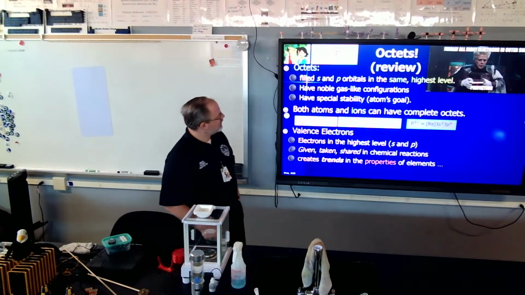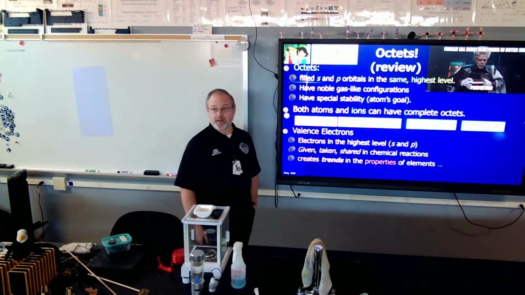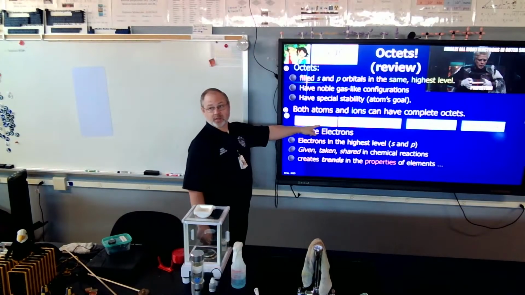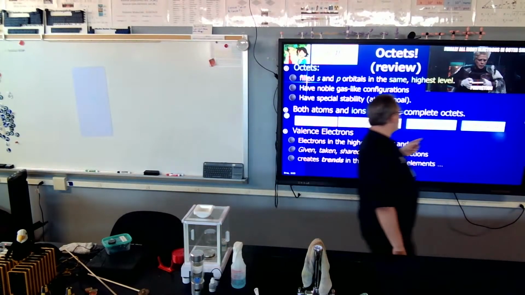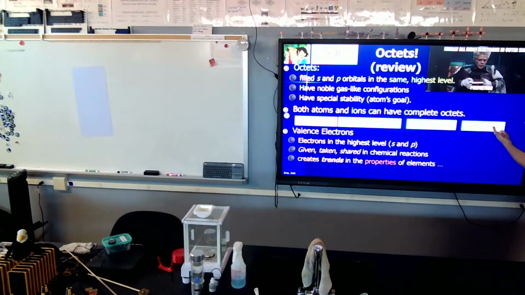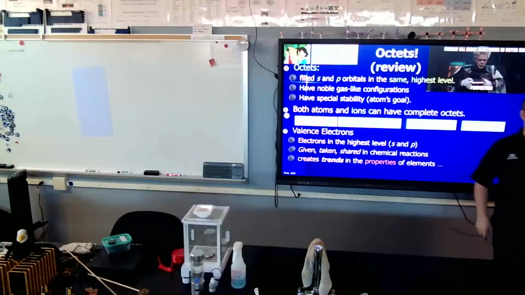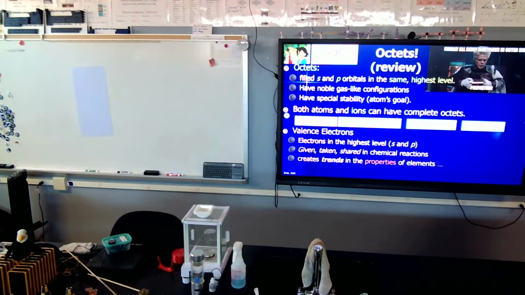So again, both atoms and ions can have complete octets. Neon, 2s2 2p6, has an octet. But the oxygen 2- ion is also 2s2 2p6, so the oxygen 2- ion is isoelectronic with neon. Argon has an octet, 3s2 3p6. The phosphorus 3- ion is isoelectronic with argon, because it also ends 3s2 3p6.